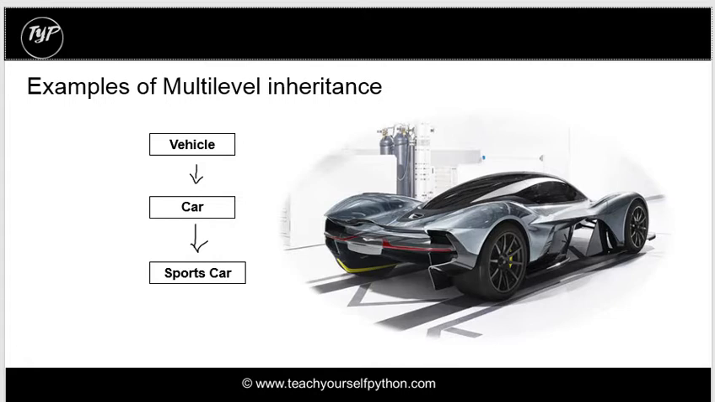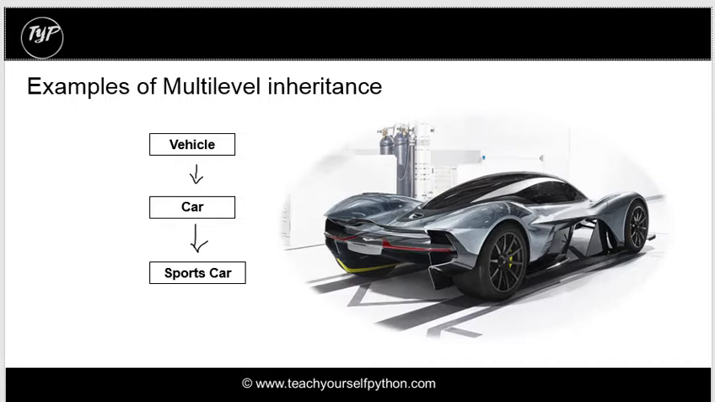Another example of multi-level inheritance would be something like this. So you have a vehicle. All cars are vehicles, so they inherit from the vehicle class. And then you could have the sports car, Aston Martin's ultimate sports car, which inherits from the car class.